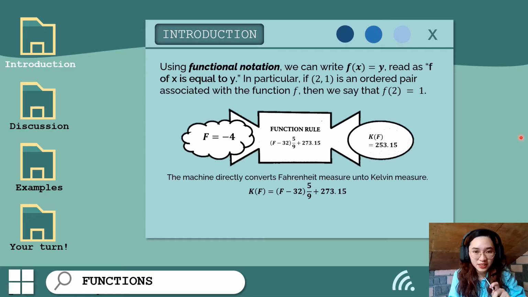So we have here an example of a machine that directly converts Fahrenheit measure into Kelvin measure. Let's say we have a Fahrenheit measure of -4. Using the machine or the function rule, the output or the conversion is 253.15 Kelvin. So you have been refreshed on what a function is. Let's proceed now on how we use these concepts of function in representing some real-life situations.